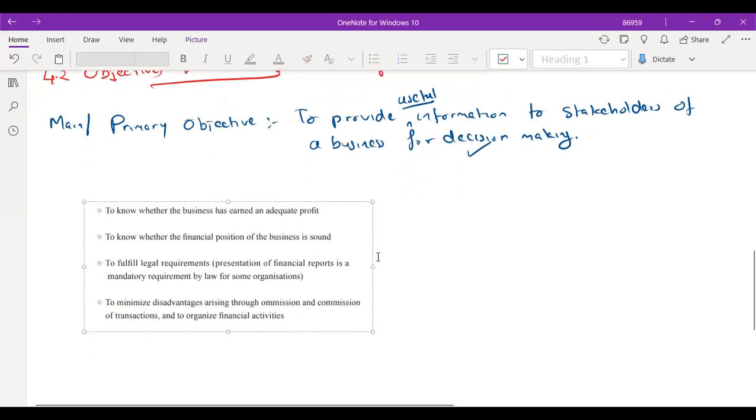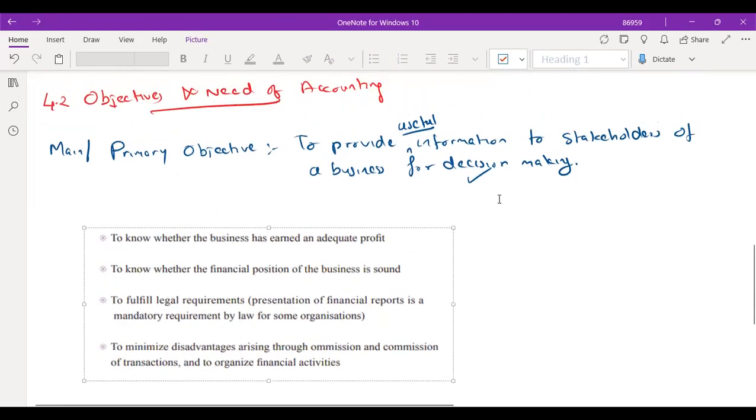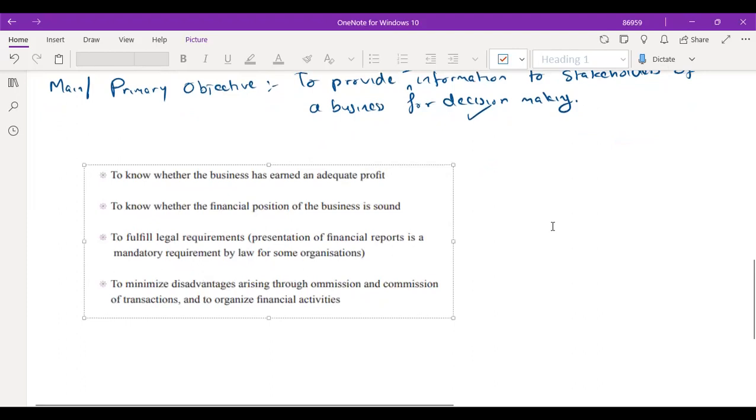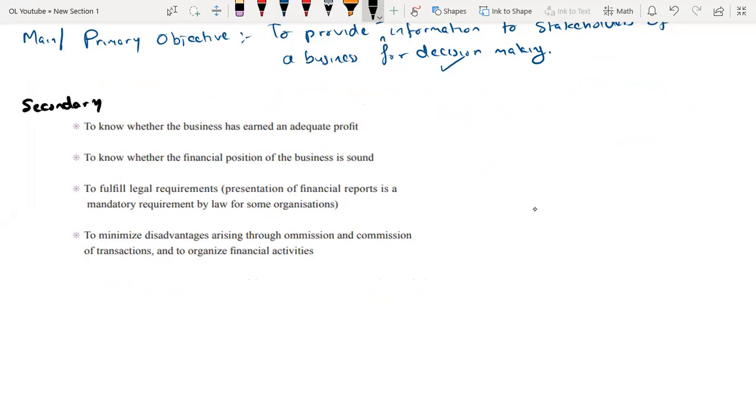Yeah, rather than writing this down, which will take me more time. Let me, okay. So this is exactly what is there in your book. So this could be termed as secondary objectives or needs of accounting, right? Secondary objectives.